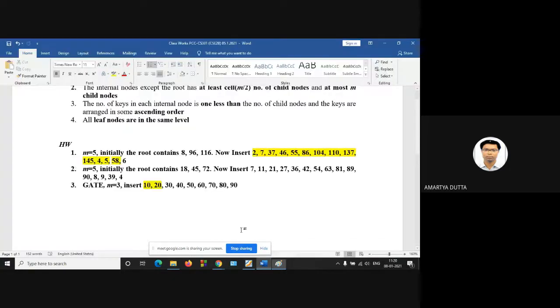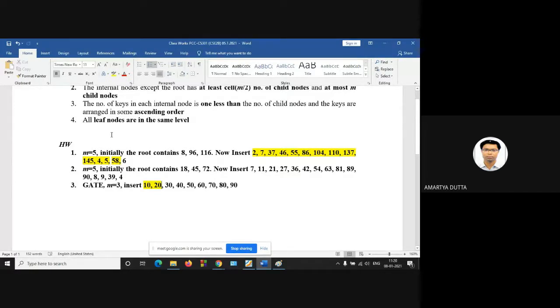There is a difference between question number 1, 2 and 3. In question number 1 and 2, the root is given. Now you have to insert. And in question number 3, just it is given your order is 3 or order is 5 or order is 10. Order is given. Now you have to construct the tree. Okay. So 10 and 20, these are inserted safely because any intermediate node can contain up to 2 keys. This is the rule.